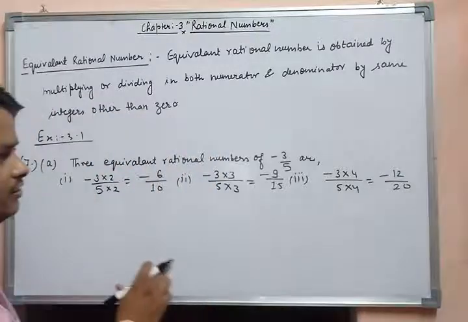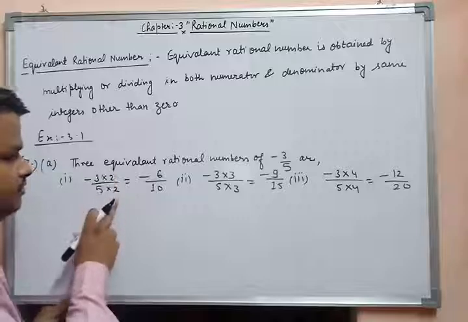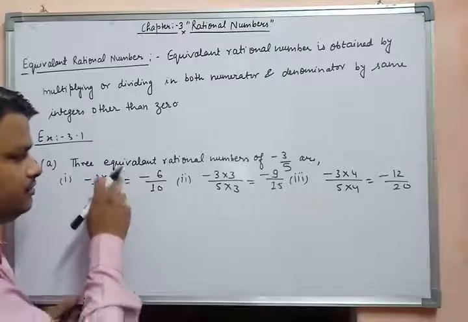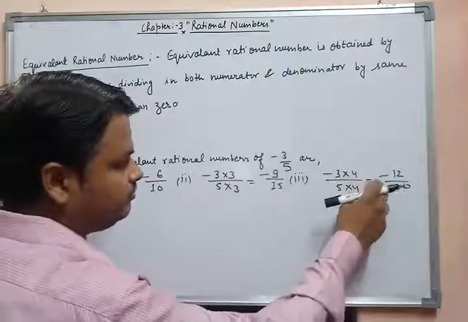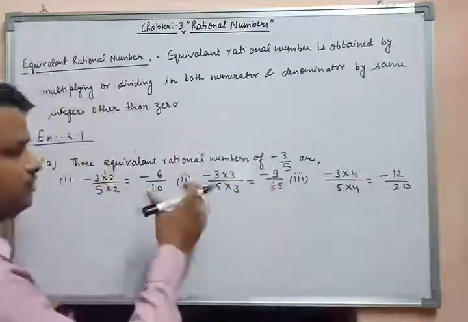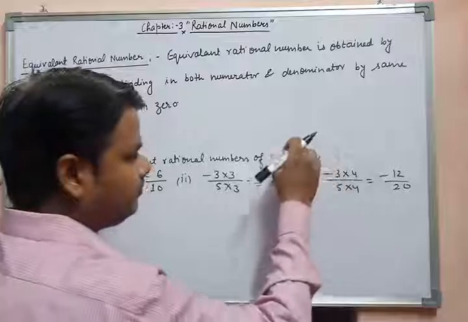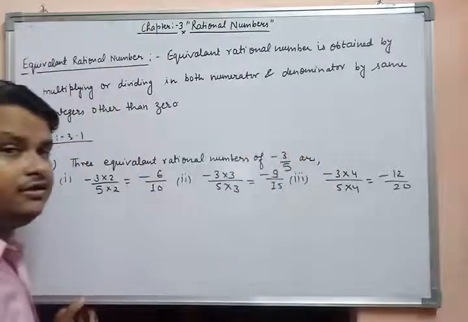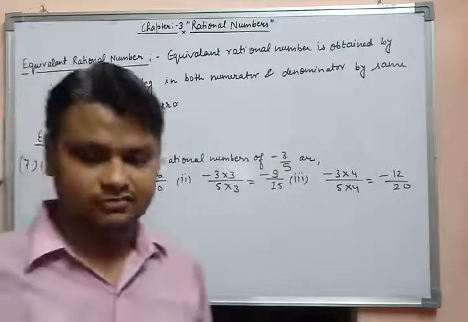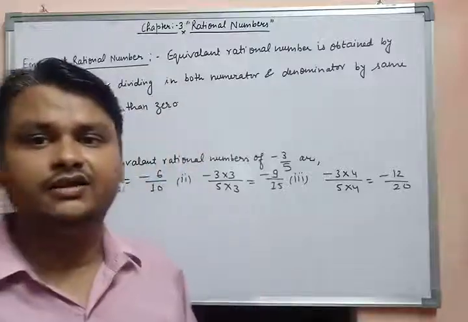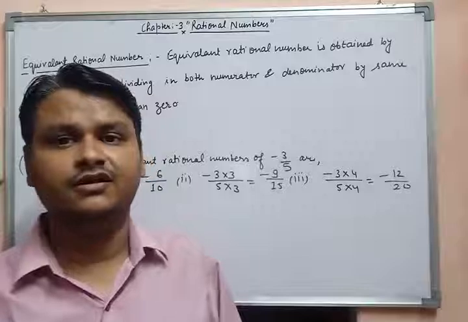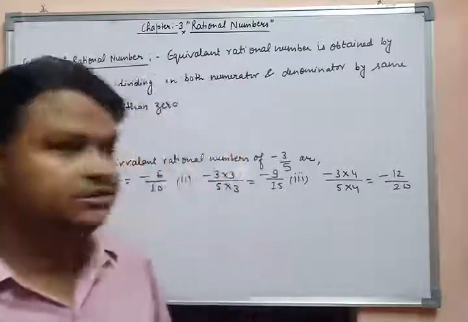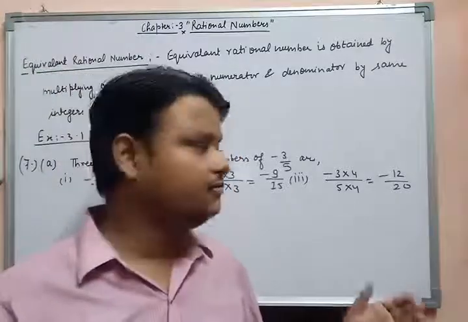So students, you have seen that when the same integer is multiplied in both numerator and denominator, you will get lots of equivalent numbers from this number. And it is also given that there are infinite equivalent numbers that exist for any rational number.